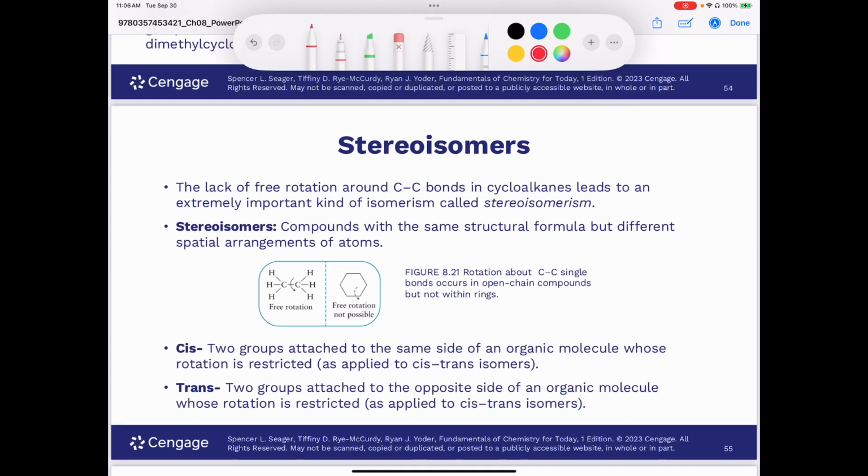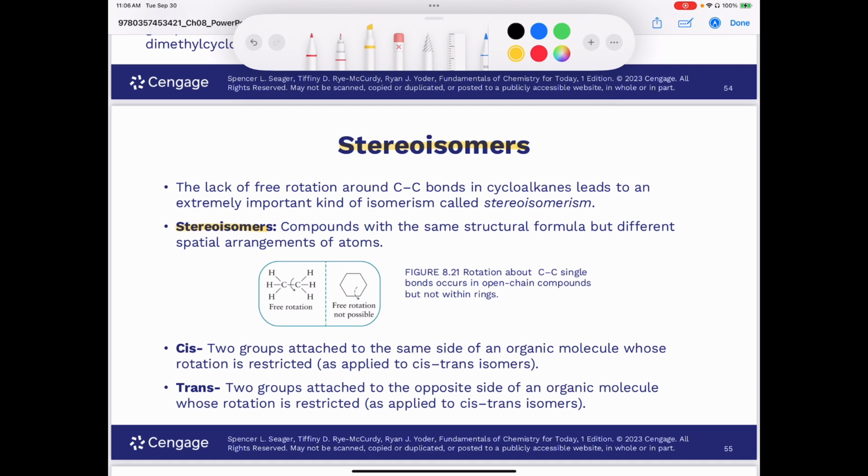All right, now what about stereoisomers? If you take advanced organic chemistry, you'll do a whole chapter on stereoisomers, but we just scratched the surface in this class. It says here the lack of free rotation around carbon-carbon bonds in a cycloalkane leads to an extremely important kind of isomerism called stereoisomerism. Stereoisomers are compounds with the same structural formula, but different spatial arrangements of the atoms. So it means the atoms are arranged in a different way in space.